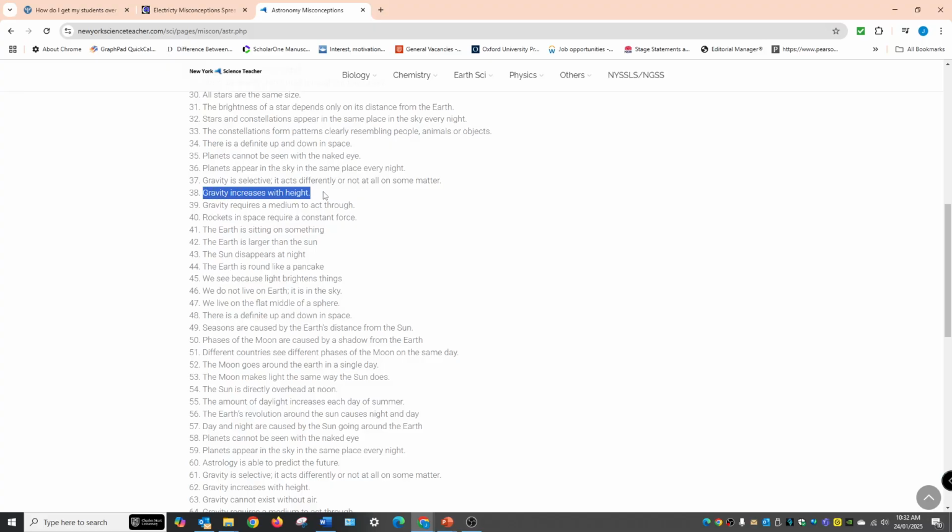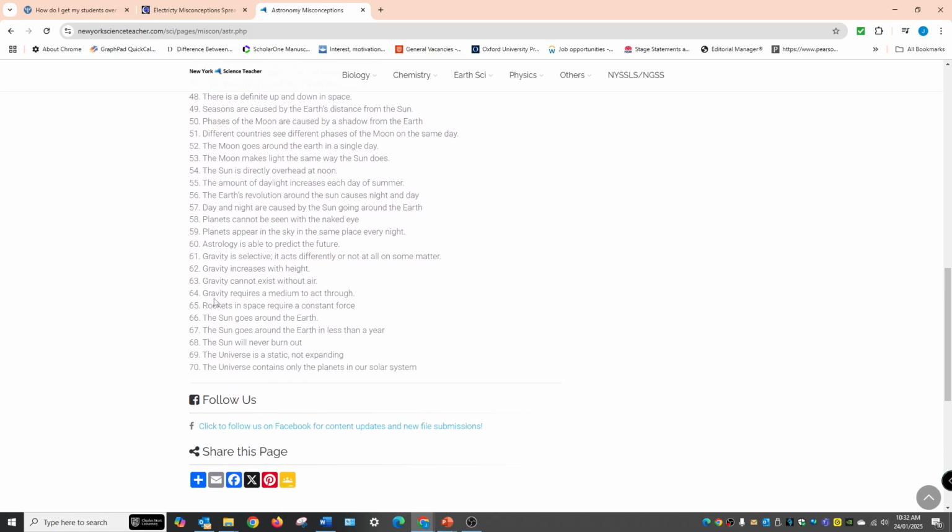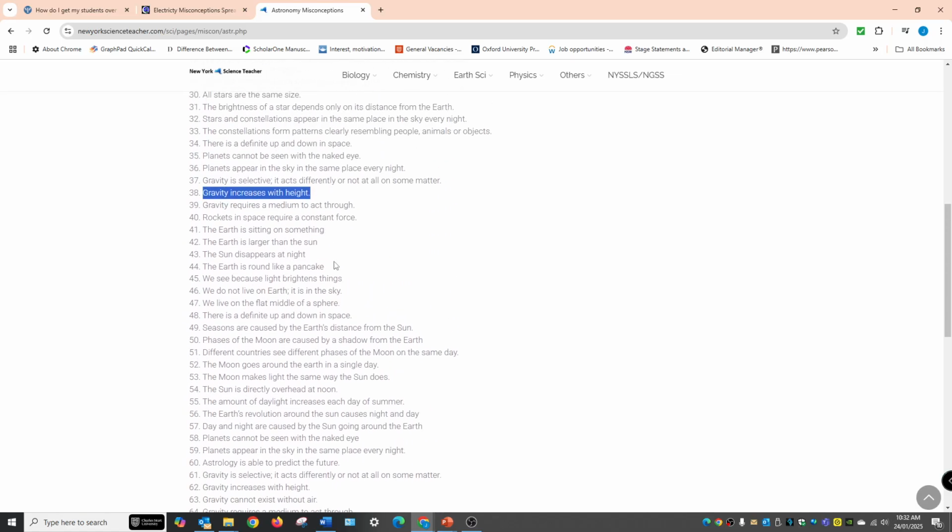Gravity increases with height. No, the gravitational force remains the same, but the damage that's caused, with human weight or the weight of the thing, is obviously quite high. So there is no increase of it with height.